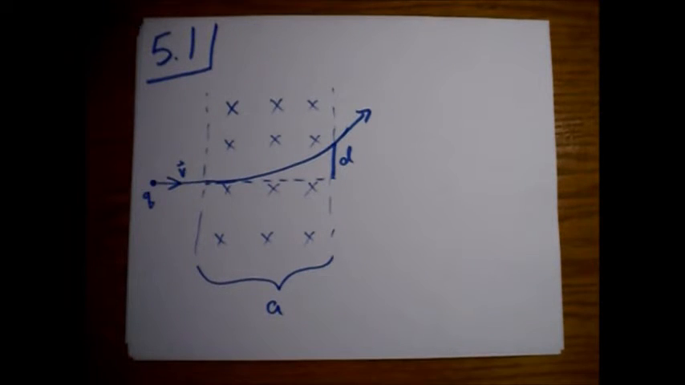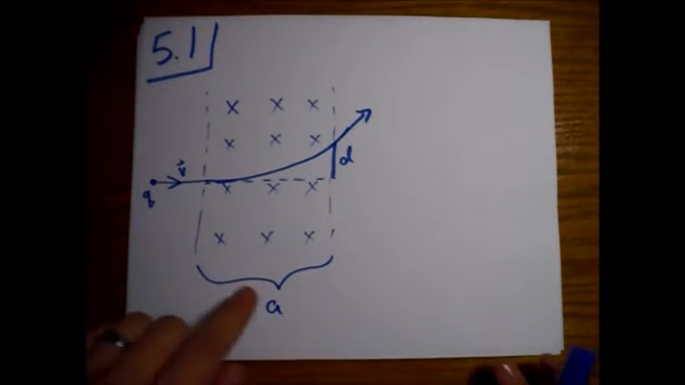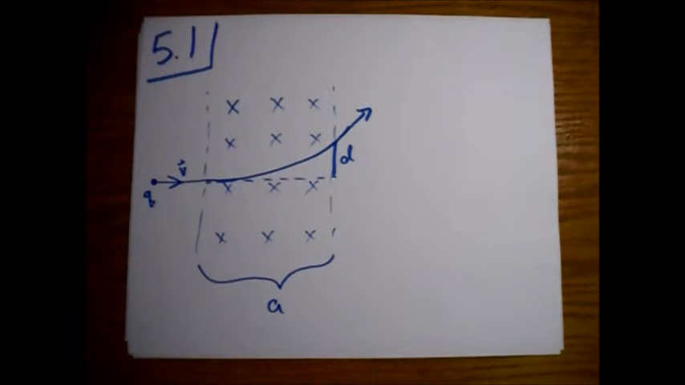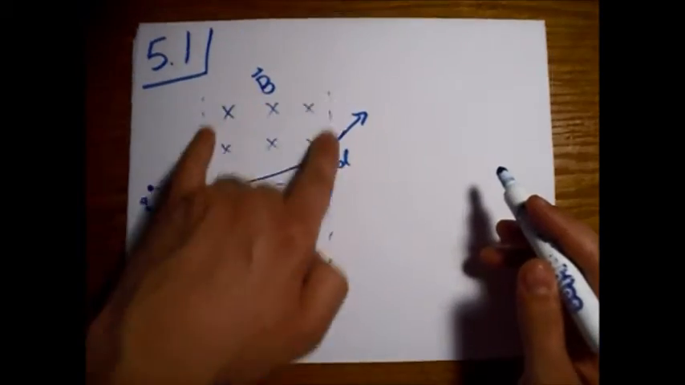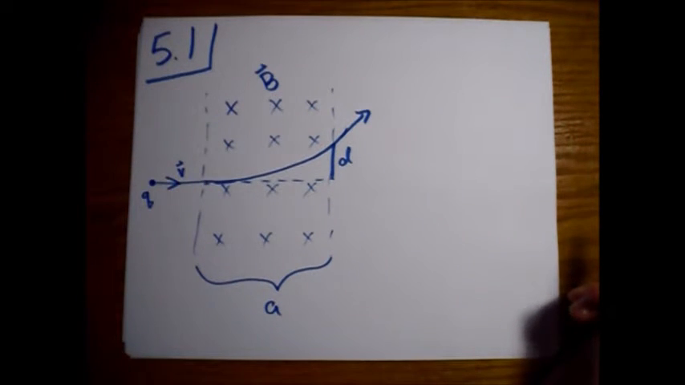So this is Griffiths Electrodynamics, problem 5.1. We're looking at a particle of charge Q, and it's going to be entering this region right here that has a uniform magnetic field B. B is in this region here, and it's uniform, and it's pointing into the page.